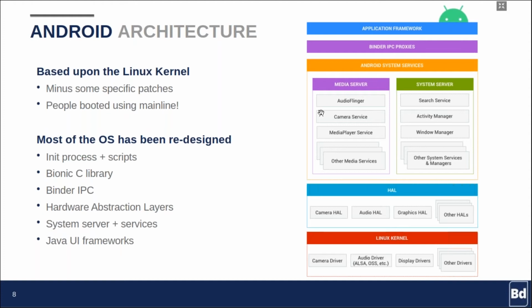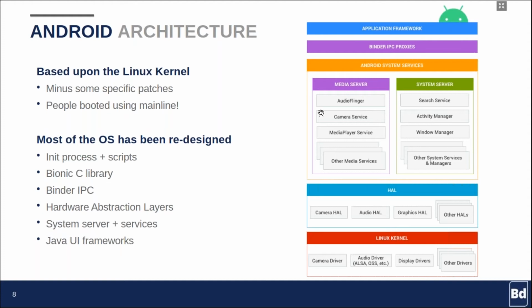Even the C library, which is usually glibc for Linux OSs, is different. It is using the Bionic C library. The init process is custom as well. It relies on init.rc files to stop and start services. And the inter-process communication, or IPC, is also custom and is called Binder. Most of those choices were made for licensing purposes, trying to avoid the GPL license as much as possible.